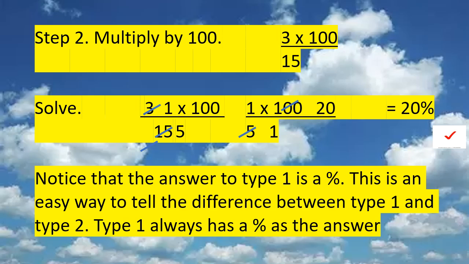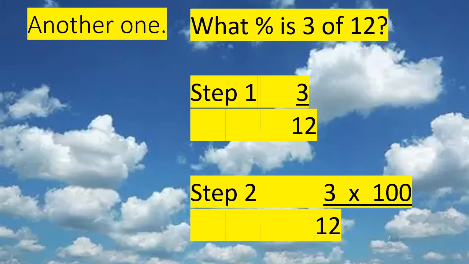So notice that the answer to type 1 is a percent. This is the easy way to tell the difference between type 1 and 2. Type 1 always has a percentage as the answer. So another one. What percent is 3 of 12? Step 1, we make a fraction. 3 is the part, 12 is the whole. Step 2, we take that fraction, 3 by 12, and we multiply it by 100.